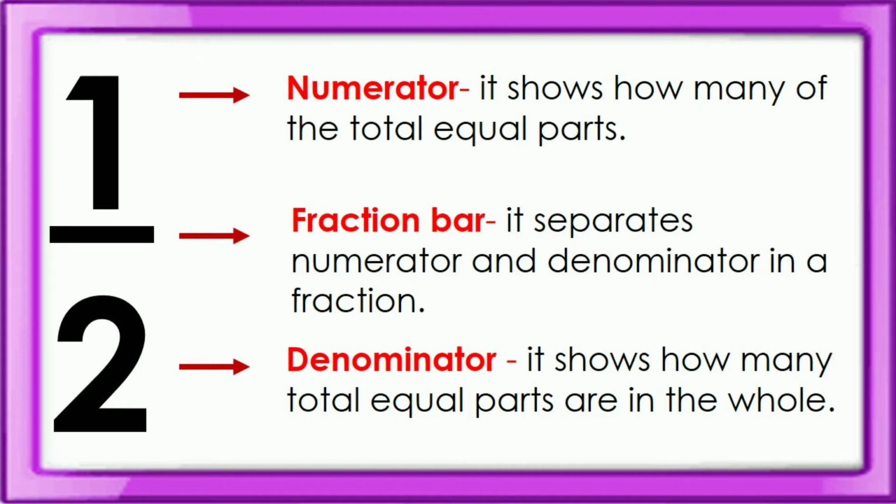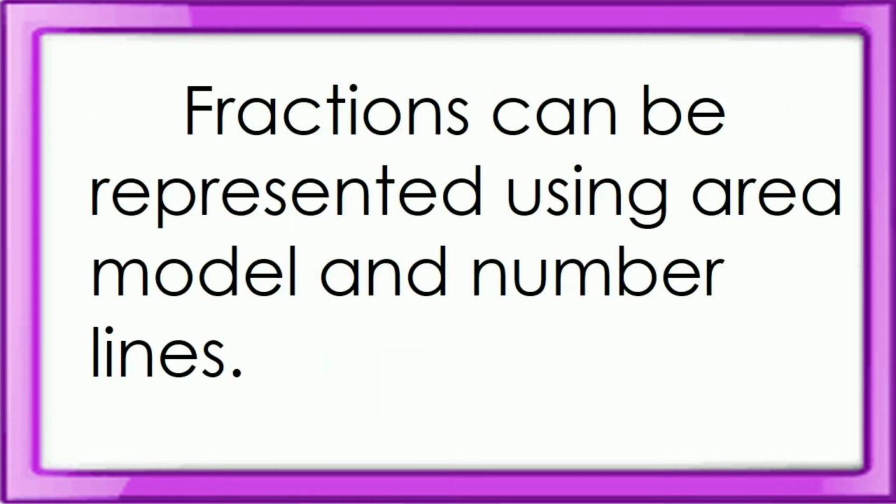In a fraction, the number below the fraction bar is called the denominator. It shows how many total equal parts are in the whole. The 2 in the fraction 1/2 shows that the whole has a total of 2 equal parts. The number above the fraction bar is called the numerator. It shows how many of the total equal parts we are talking about. In the fraction 1/2, it shows 1 out of 2 equal parts. Fractions can be represented using area model and number lines.